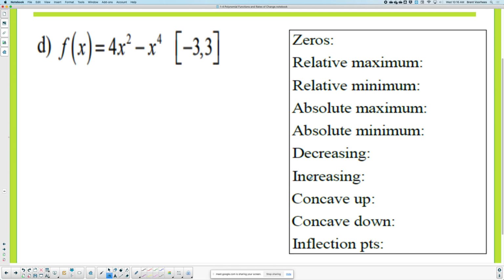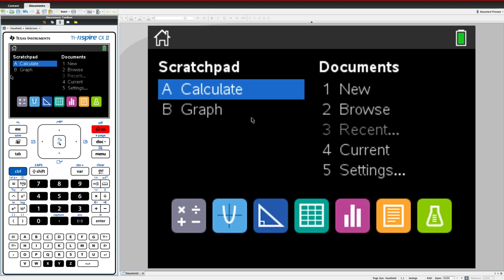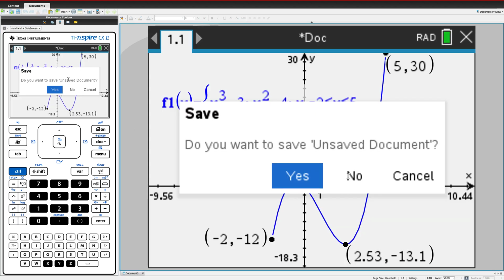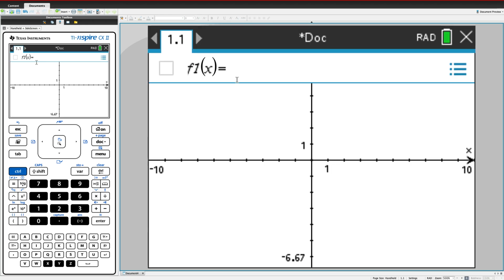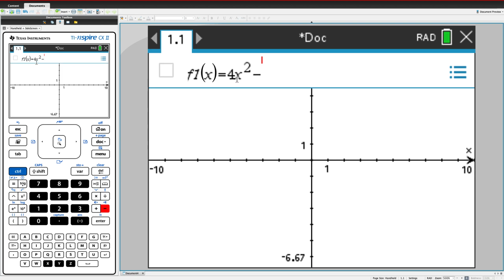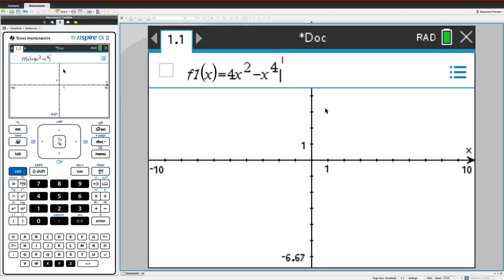Okay, let's graph this and we'll finish it up. If you want to go to DOLs, you can. 4x squared minus x to the 4th. And I forgot my restriction. Anybody who's following along, -3 to 3, and there are brackets again.